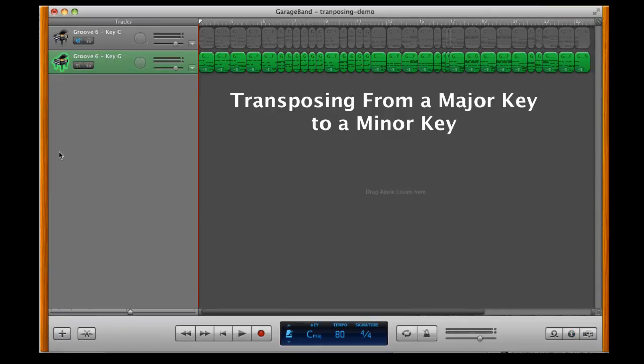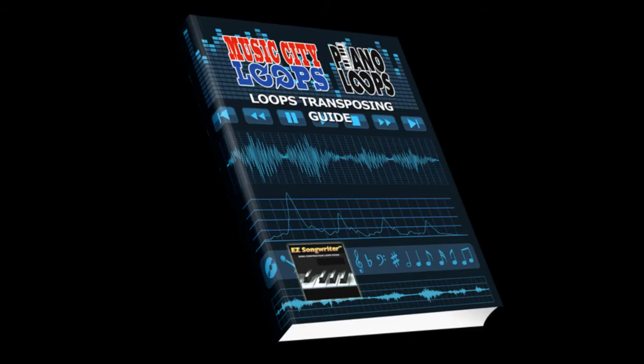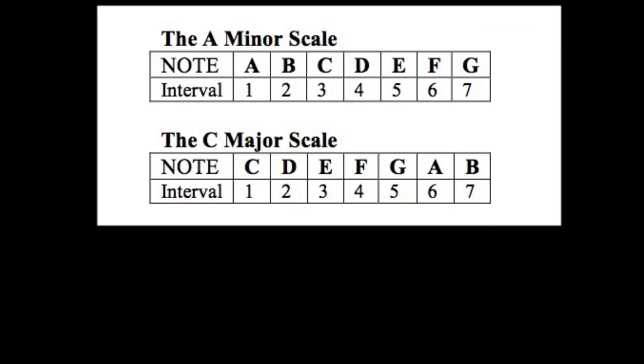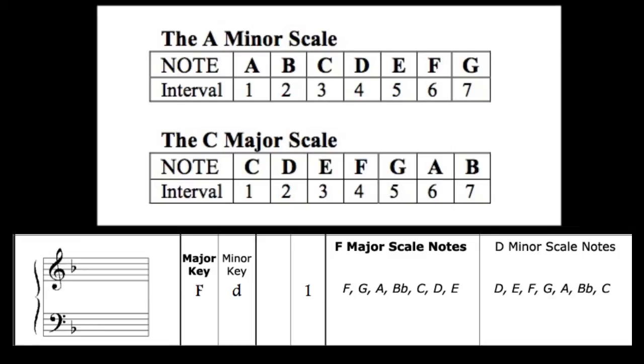Now, let's transpose to a minor key. For this next track, we want to transpose to the key of D minor. If you refer to your transposing guide, you'll see that D minor is the relative minor of F major. A relative minor key is a key that has the exact same notes as the major key. For example, A minor has the exact same notes as the key of C major. D minor has the exact same notes as F major.